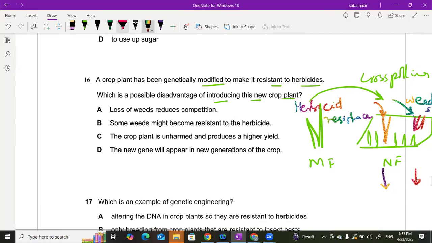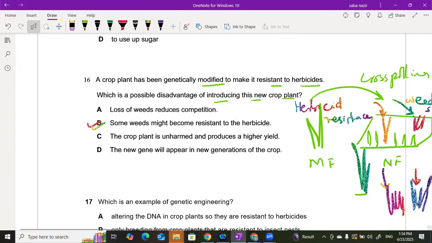If a weed acquires a gene for herbicide resistance, it will become a resilient one. And if you are spraying any amount of herbicide on it, the weed plant will keep on growing faster and faster, and it will become uncontrollable. Okay? So this is the case that some weeds might become resistant to herbicide.